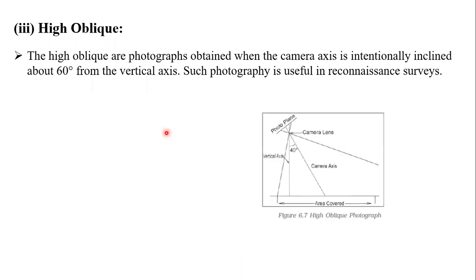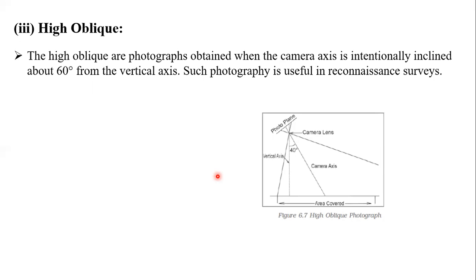Coming to the next, students, high oblique. Here we can go further intentionally. We can go up to 60 degrees deviation from the vertical line intentionally. So naturally this type of photography is called high oblique photograph. Such photography is useful mostly for reconnaissance soil survey. We can use this also for the reconnaissance soil survey. This is called the high oblique.